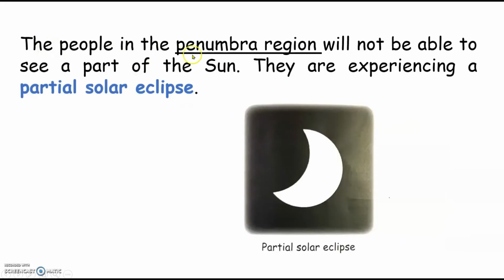The people in the penumbra region will not be able to see a part of the sun. They are experiencing a partial solar eclipse.